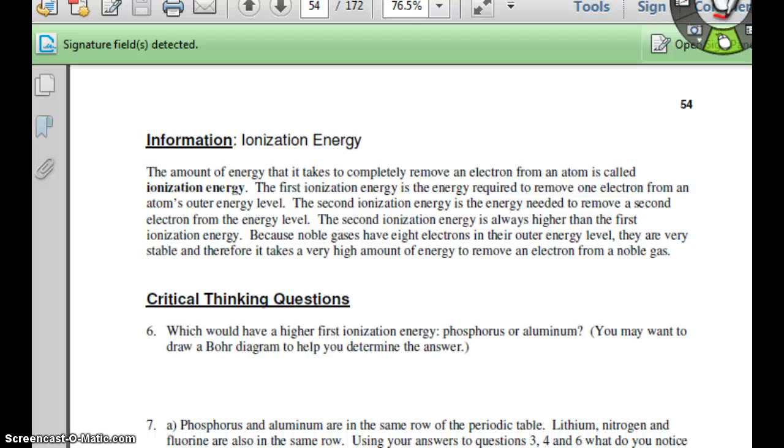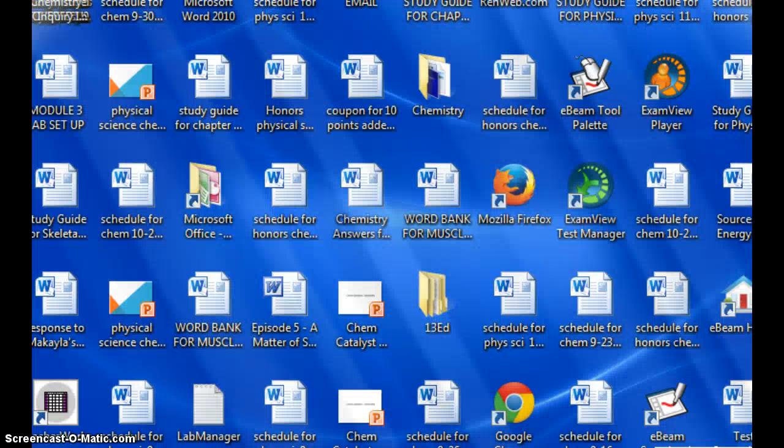So we have a little bit of information here about ionization energy. Ionization energy is the amount of energy it takes to completely remove an electron from an atom. And the first ionization energy is the energy required to remove one electron from an atom's outer energy level. The second ionization energy is the energy needed to remove the second electron from the energy level. The second ionization energy is always going to be higher than the first because it's harder to get that electron. Now, with noble gases, because they have 8 electrons in their outer energy level, they are stable, and therefore it takes a lot of energy to remove an electron from a noble gas.